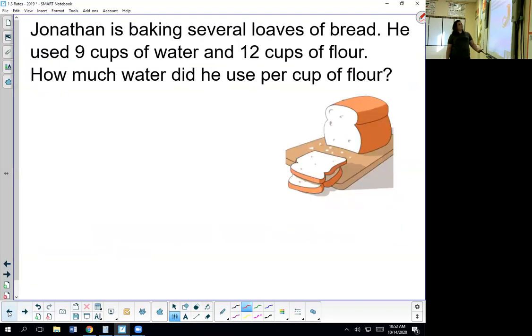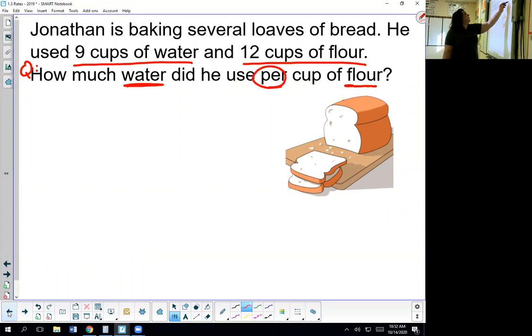Actually, got 2 more and then I'm done. Okay, so Jonathan, now this one's a little different, so hopefully you're still here with me. Jonathan is baking several loaves of bread. He used 9 cups of water and 12 cups of flour. Now, let's look at the question. How much water did he use per cup of flour?